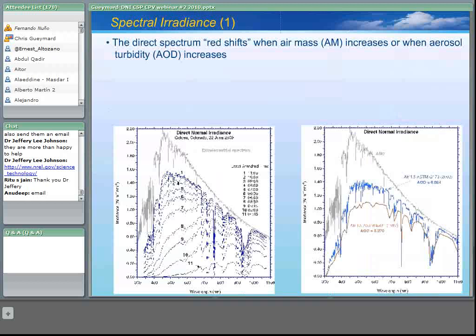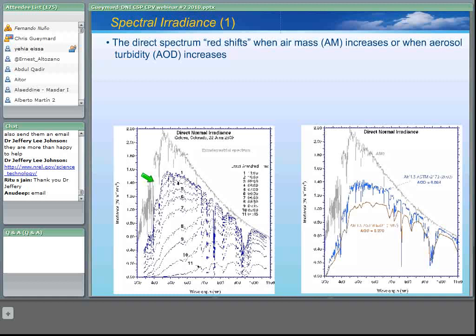Now let's look at the spectral irradiance. This is a very well-known phenomenon, and that will be more of interest to CPV people, of course. The direct spectrum redshifts when the air mass increases, or when the aerosol turbidity or aerosol optical depth increases. And this is shown here in a case for Golden, Colorado, where we have spectral measurements every 5 minutes. So this is a clear day, and we start here just after sunrise, and then the sun goes up and reaches its maximum altitude here.